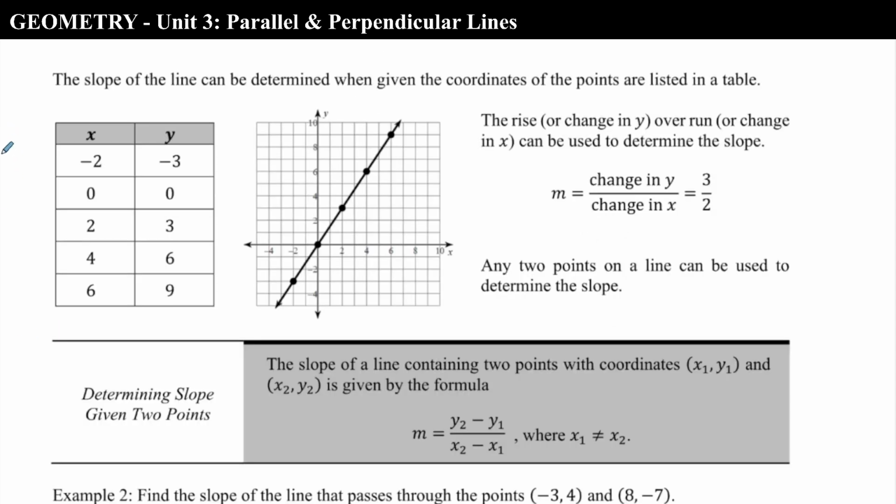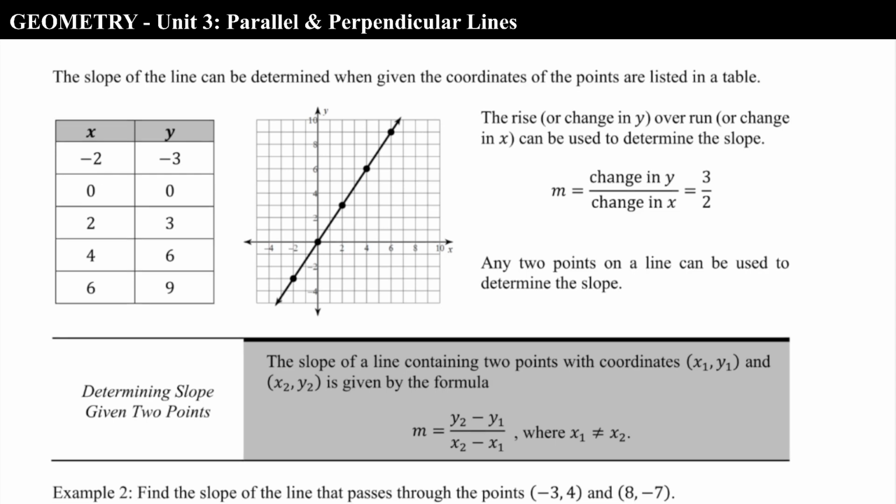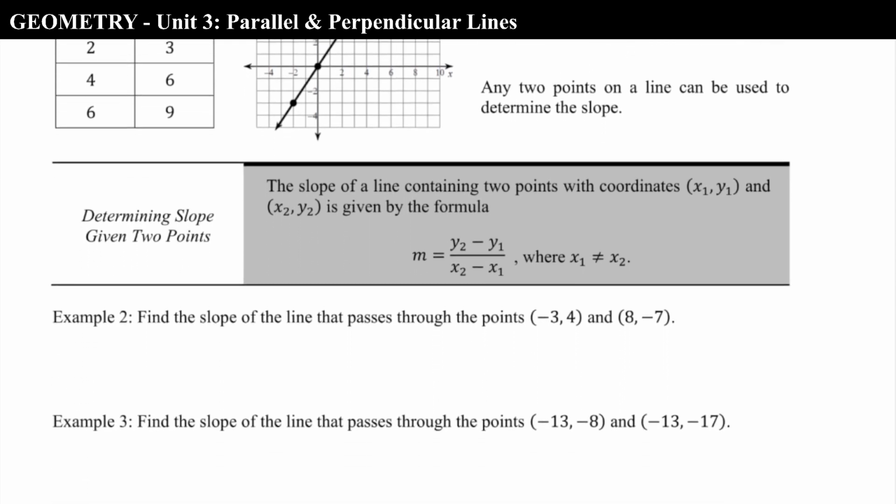The slope of a line can be determined when the coordinates of the points are listed in a table. So here we have a listing of x and y values that correspond with each other. If you plot all these points, you get them on a graph like this, and you can plot a line straight through all of those points. The change between each set of coordinates is our change in y over change in x. So as long as you have two coordinates, you can determine what the slope of the line is. And you can do that using this formula.